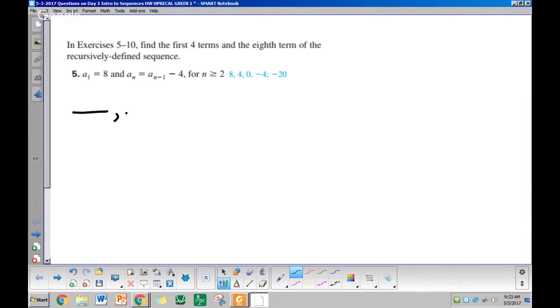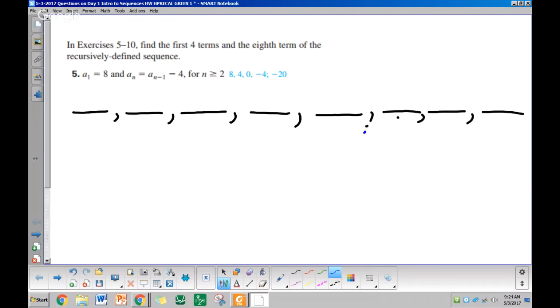Okay, so they're telling us we have a sequence of numbers here. 1, 2, 3, 4, 5, 6, 7, 8. Okay, sequence of numbers. And we're starting with 8. And they're giving me a recursive rule. Now recursive means, can I spell recursive? That has to have an S in it. Recursive definition, and they're saying a sub n equals a sub n minus 1 minus 4.